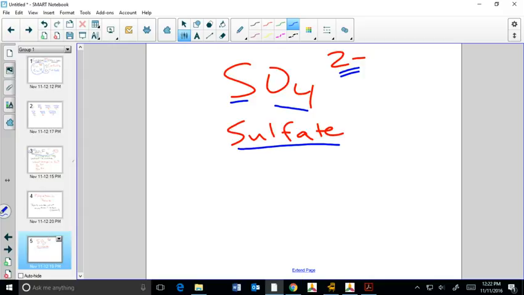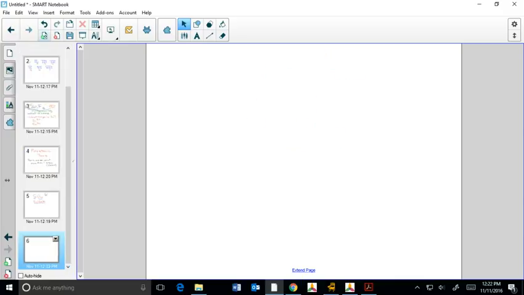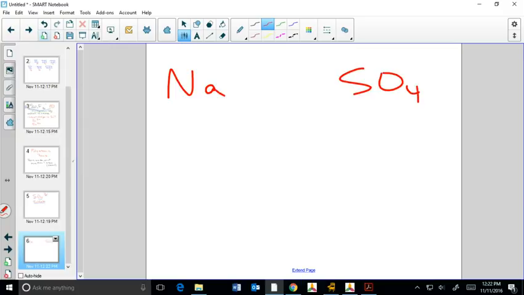It has a name, sulfate. Notice it's not sulfide. That would be if it was just S by itself. It's sulfate. So we treat these polyatomic ions just like any other ion, just like a sodium ion or just like a chlorine ion. This reacts just the same way. So if we want to take a metal, something like a sodium, and I want to react it with a sulfate ion. Well, sodium, you know, is in group 1 and has a 1+ charge. Sulfate is a 2 negative charge.